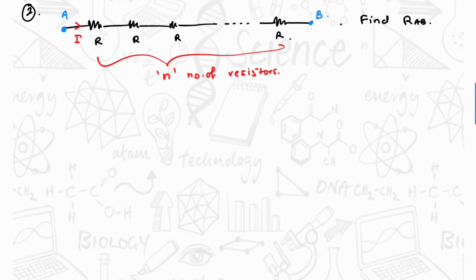Let's move on to another question. Here we have a number of resistors with resistance R, and we have to find the equivalent resistance between A and B. Here, since these are in series to each other, we can get their addition.